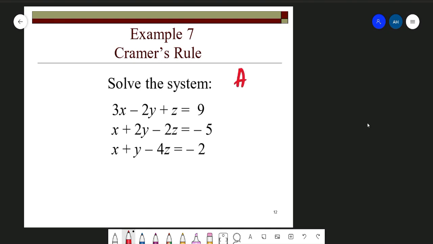So matrix A is equal to: the first column, we have 3, 1, 1. Second column, we have negative 2, 2, and 1. Third column, we have 1, negative 2, and negative 4. All right, so this is matrix A.